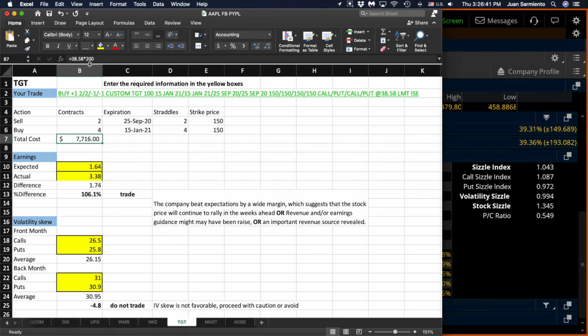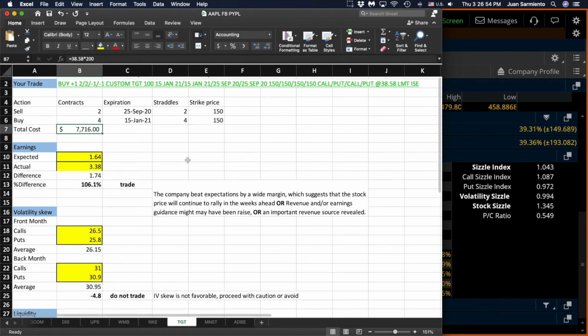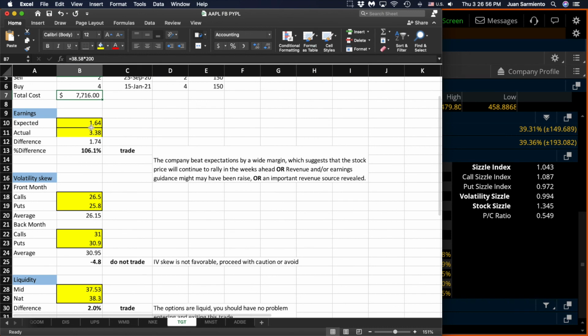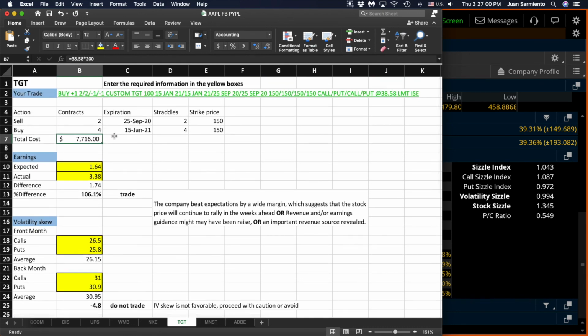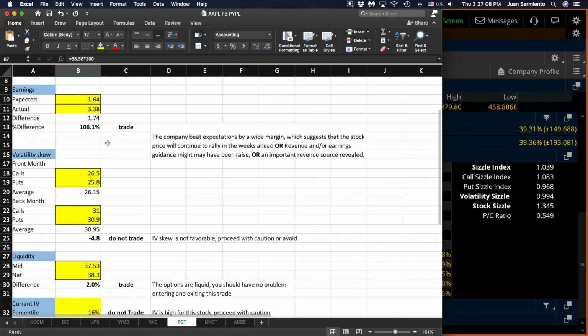And here 38.58 will be $7,716. So this will be okay because it's less than $88,000. Obviously, if you have a smaller account, you would adjust so that this number is 10% or less in your account as a maximum. So this didn't work either.